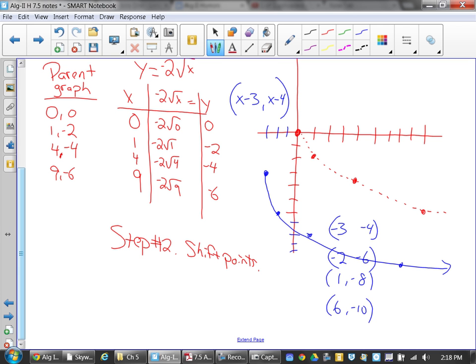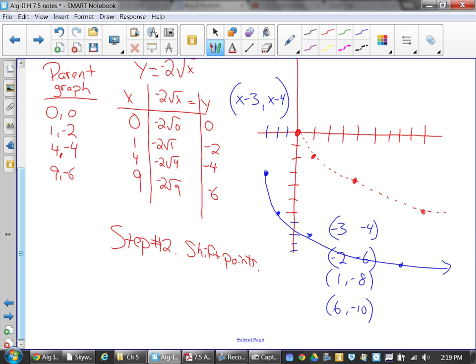Now, let me ask you this. What's my domain and range? When you go to your domain and range, you always do that from the shift, not from the parent. What's your domain in this case? x is greater than or equal to negative 3.